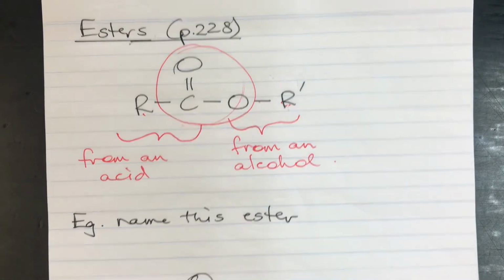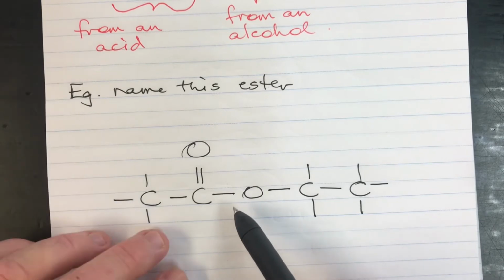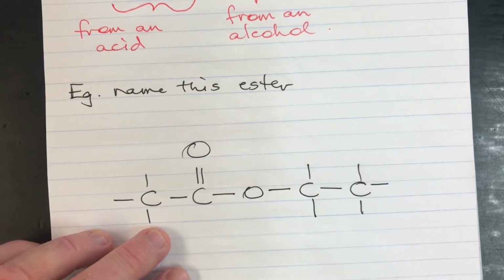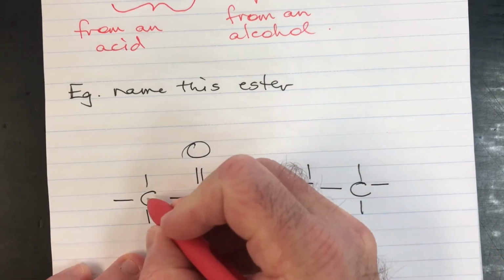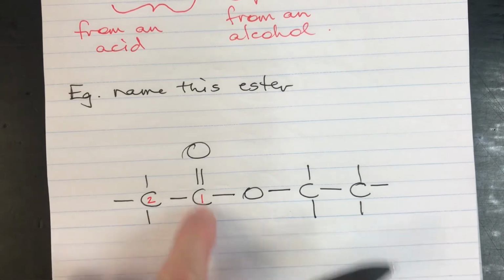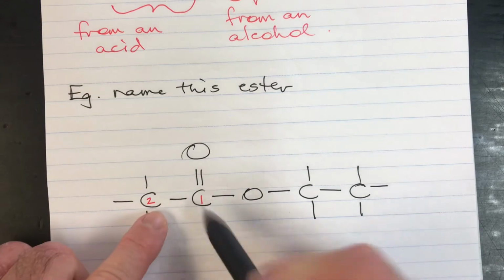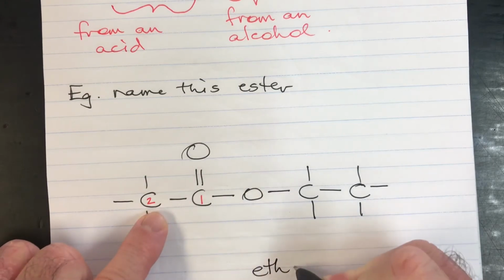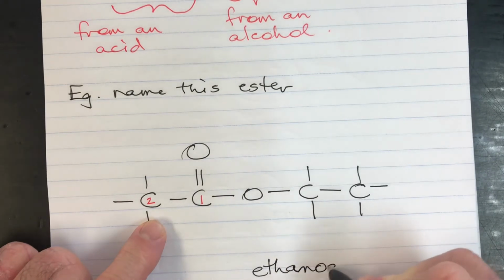Let's actually name this ester here. Let's have a go at naming this ester. To name an ester, you've got to assign the carbon in the carbonyl functional group as carbon 1. So it's carbon 1. That'd be carbon 2. Step 2 is to count the number of carbons in the chain attached to the carbonyl group and name the chain and add the suffix -oate. So it'd normally be ethane, but that's ethanoate.